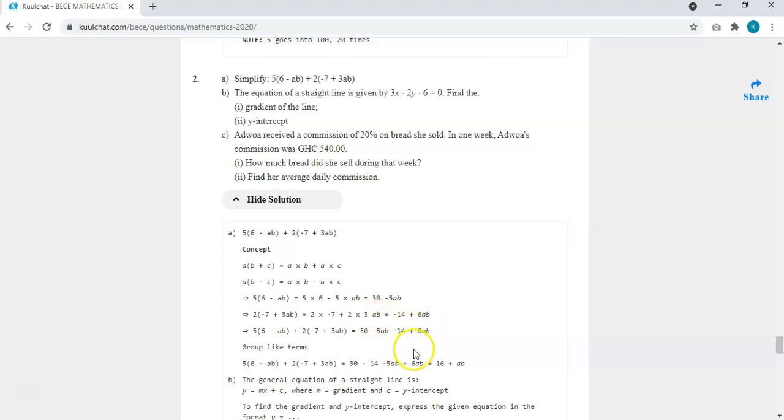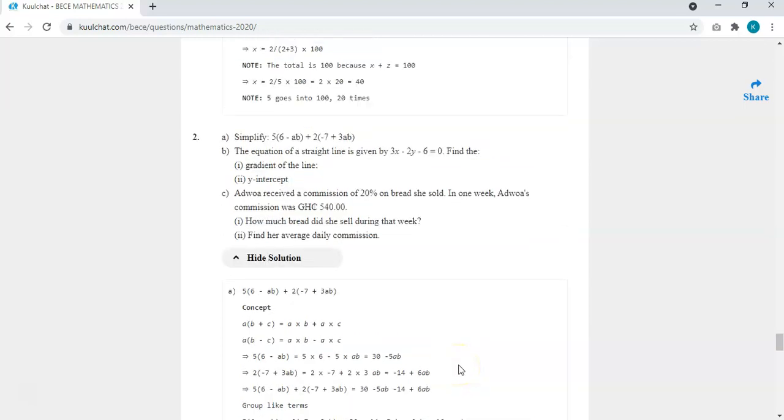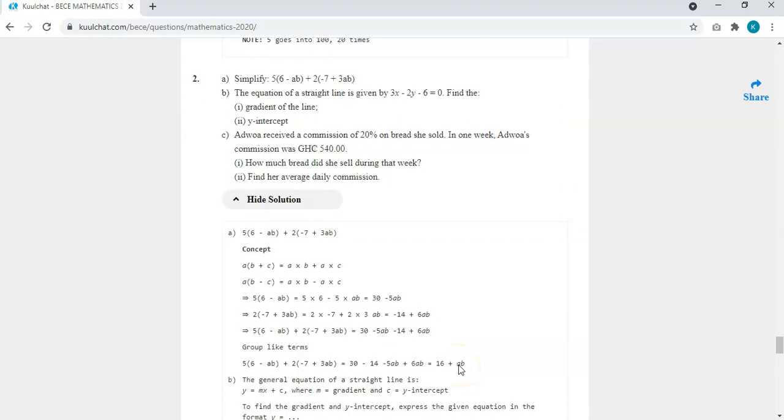Okay, since they have the same ab, now you just express them and solve for the numbers. So it's like 6 minus 5, which gives you 1. So you have 1ab, but you don't write the 1 there, so you just write ab. So it's going to be 16 plus ab. So that's part a of question 2. Now you move on to question 2b.